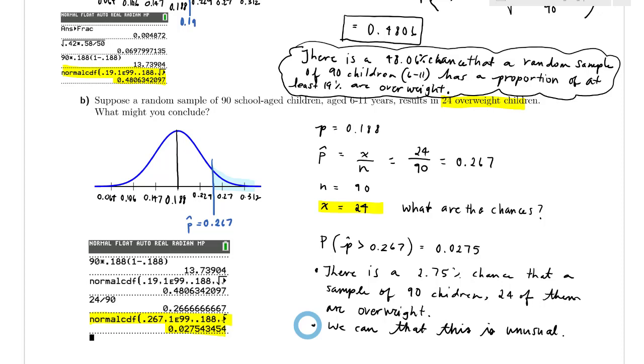Okay, so the answer to this question is, what might you conclude? So I would conclude that there is a 2.75% chance that in a random sample of 90 children, 24 of them are overweight, or at least 24 of them are overweight. And I would also conclude that this is unusual.